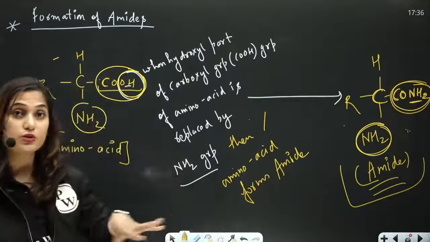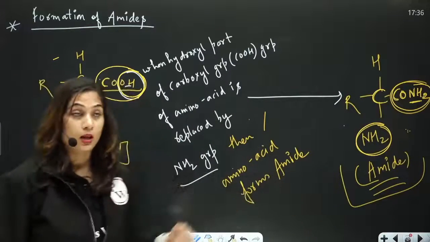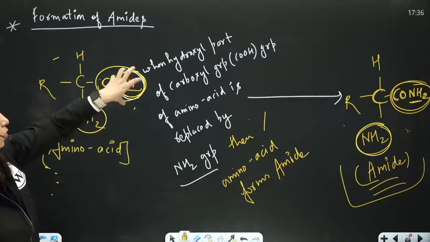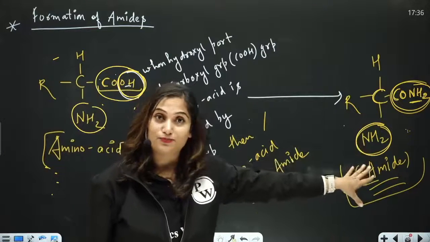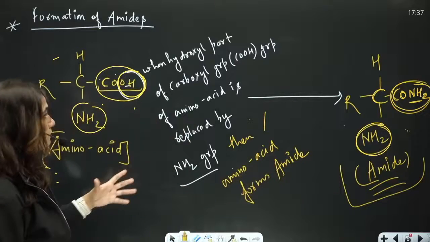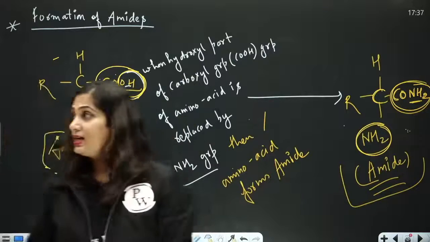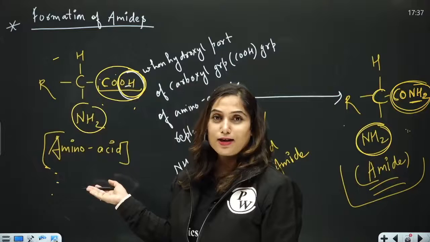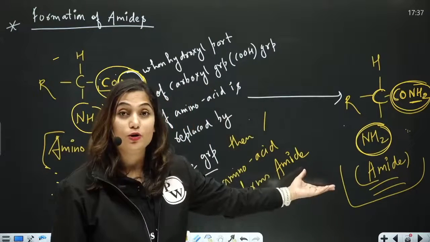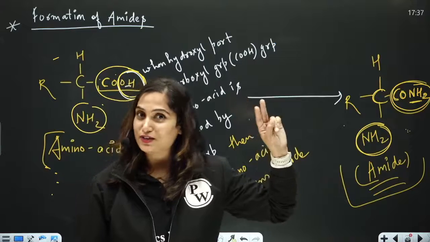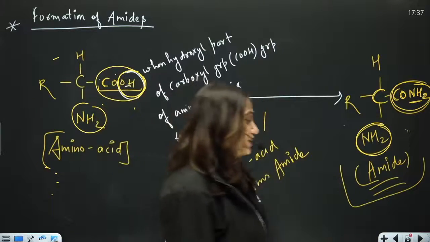So what's the difference between amino acid and amide? In the carboxyl group, if the OH group is replaced by NH2, it will become amide. So what you can understand here is that a single molecule of amino acid contains only 1 nitrogen, but a single molecule of amide contains 2 nitrogen, right?